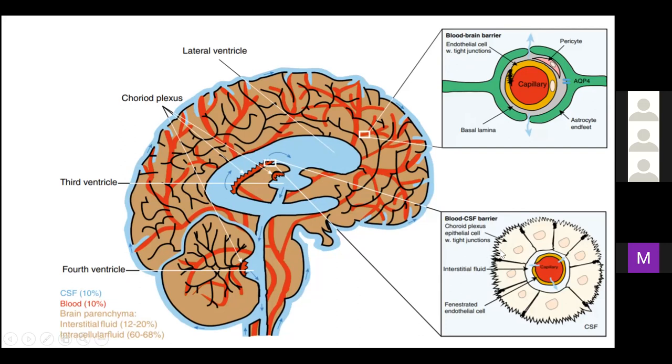And when you talk about the blood-CSF barrier, again, the choroid plexus is formed by capillaries and epithelial cells. These epithelial cells are a kind of secretory cells. And on the vascular end, there is an endothelial cell and basal lamina. That's it. So three structures: secretory cell, endothelial cell, and basal lamina. So these two barriers are very important, the blood-brain barrier and the blood-CSF barrier.